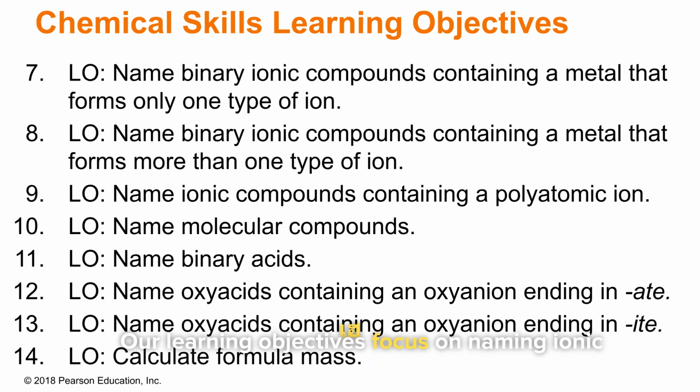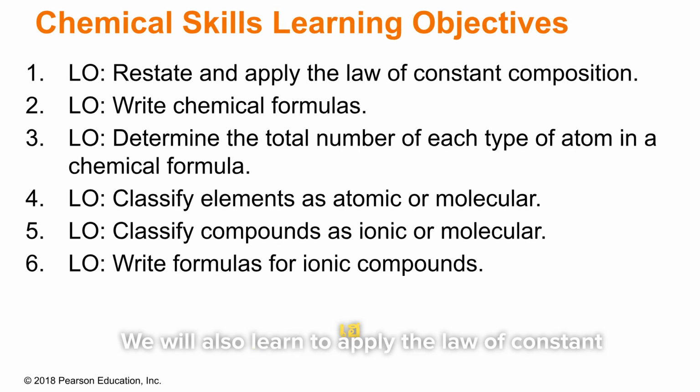Our learning objectives focus on naming ionic compounds, molecular compounds, and acids, as well as mastering the calculation of formula mass for different chemical substances. We will also learn to apply the law of constant composition, write chemical formulas, classify elements and compounds, and determine the number of atoms in a formula.